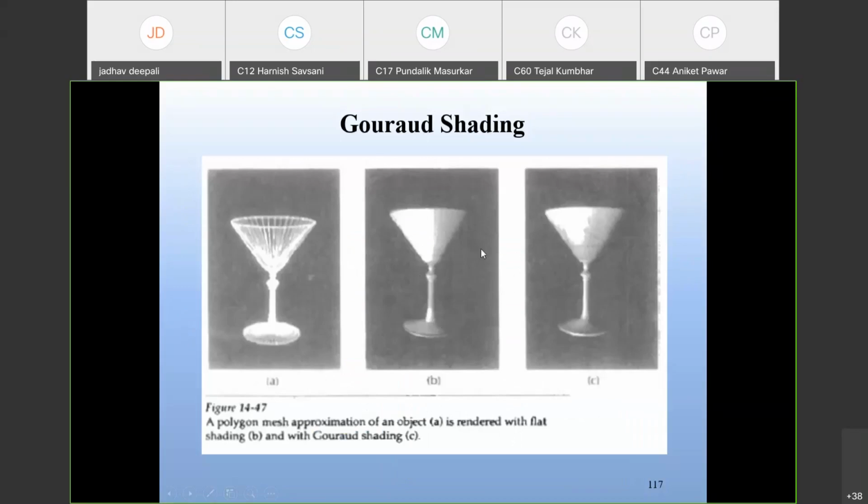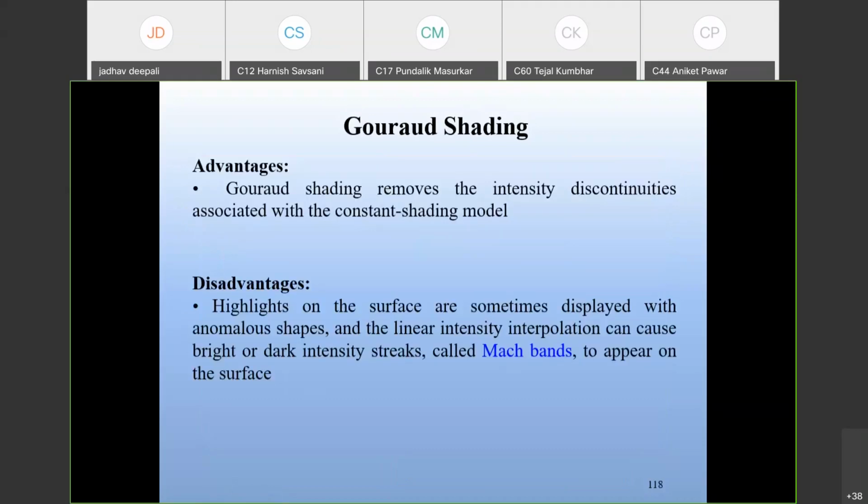When the object is rendered with this calculation, it looks like this. That is flat shading, and you can observe this is the Gouraud shading approximation of an object when we calculate the intensity with Gouraud shading.